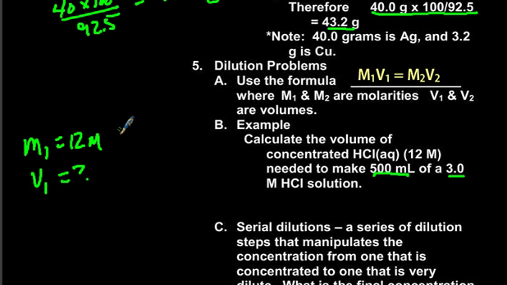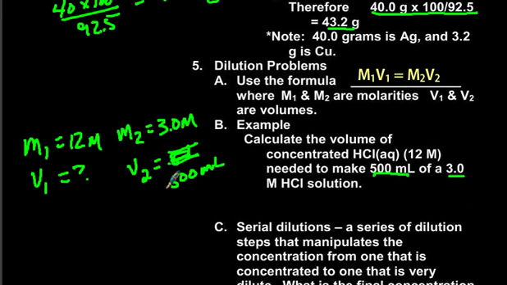But we want to make a second molarity of 3.0 molar and we want 500 milliliters, or 0.5 liters of it. In fact, we can leave this as 500 milliliters.